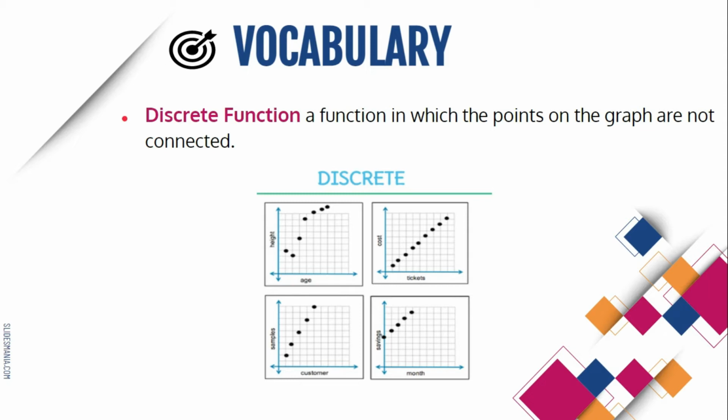The domain of a discrete function is an unordered set of values. This means that the values of the functions are not connected. As you can see, for example, these four graphs have points which are not connected to one another.